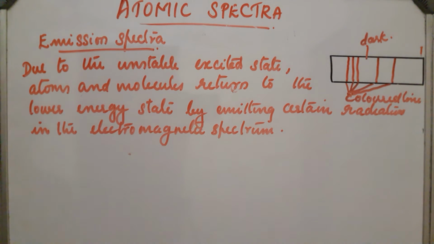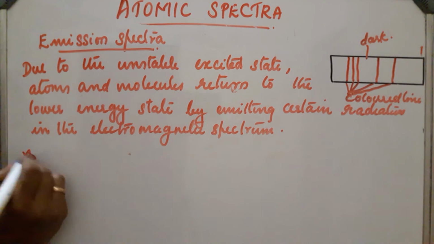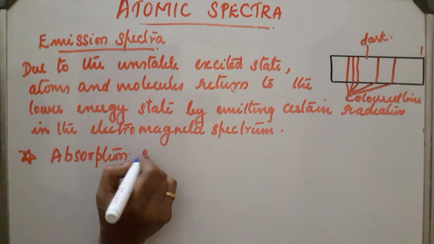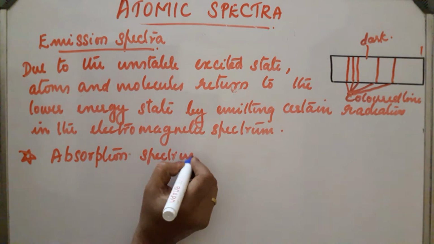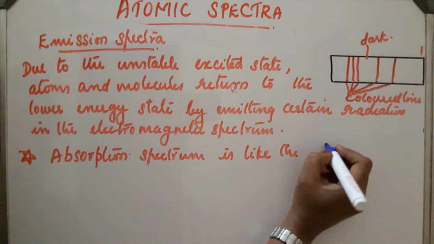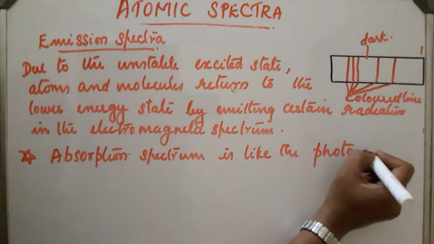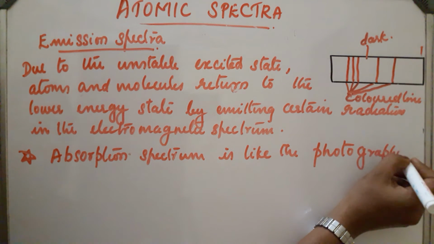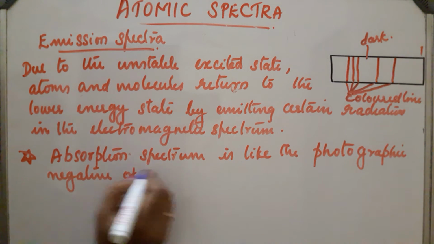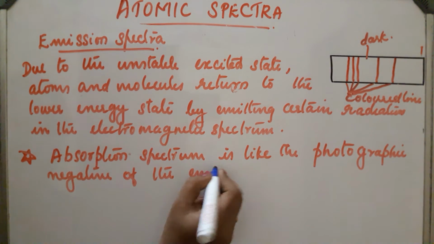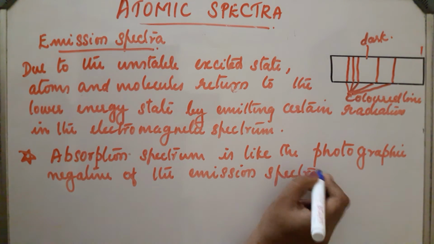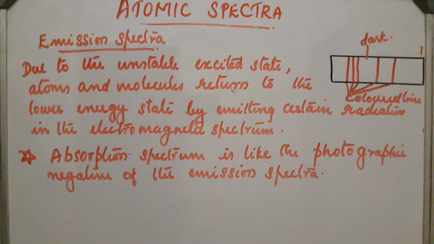Now, an important point between the emission spectra and absorption spectra: absorption spectra is like the photographic negative of the emission spectrum. Okay. So these are the three important types of spectra.